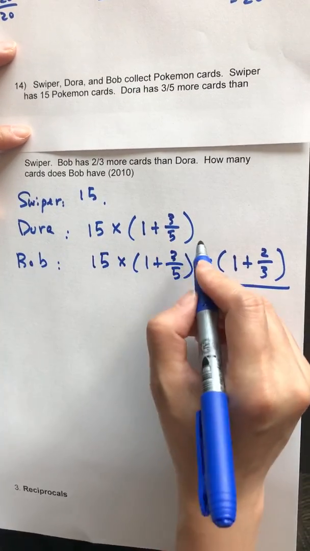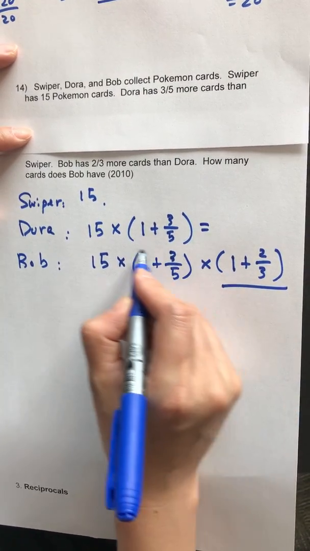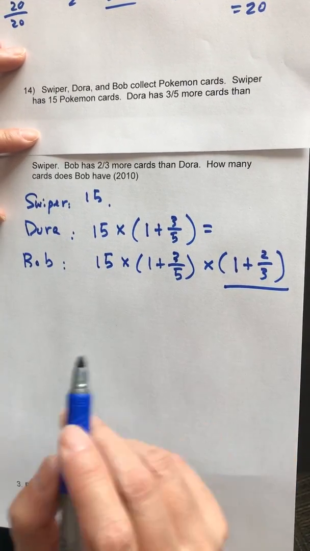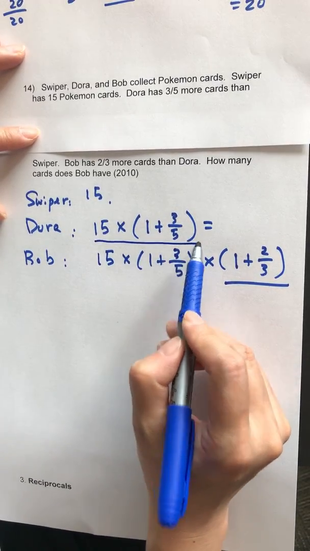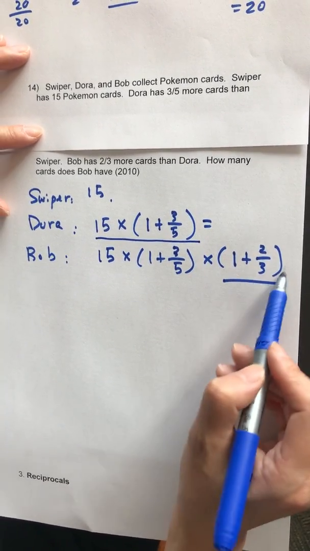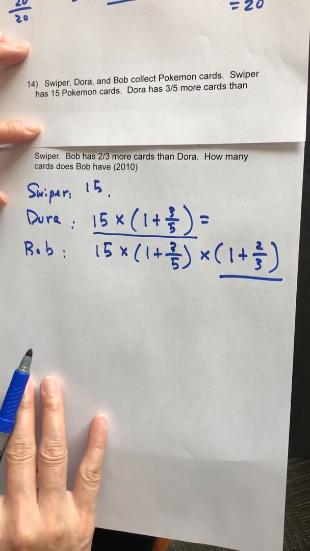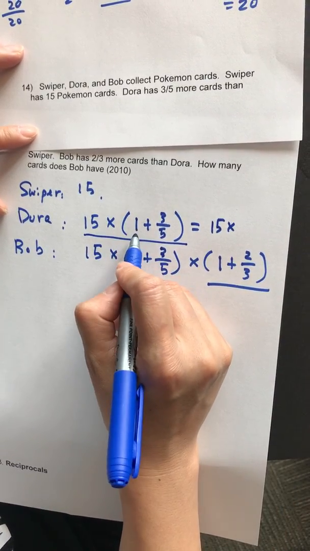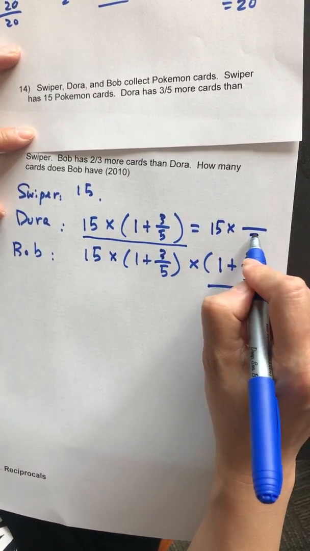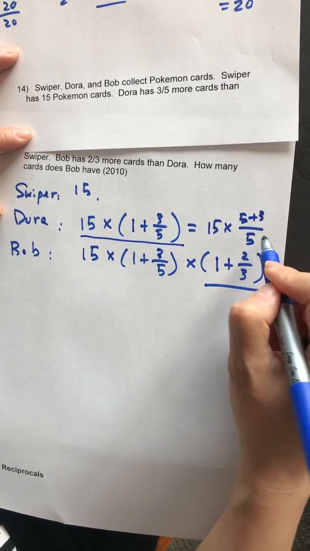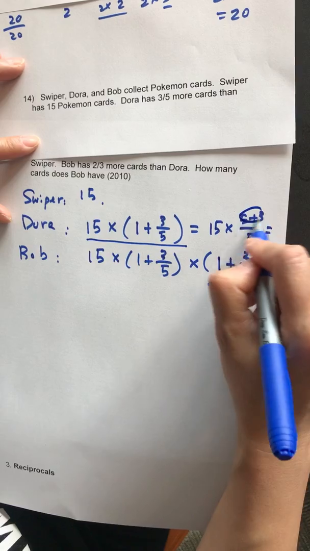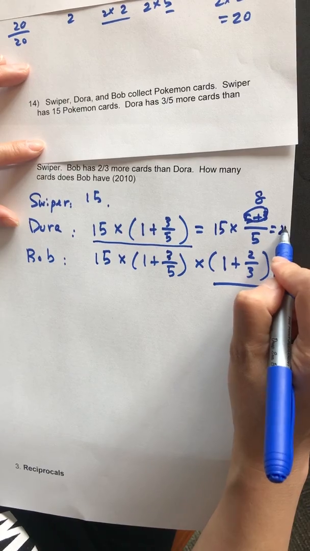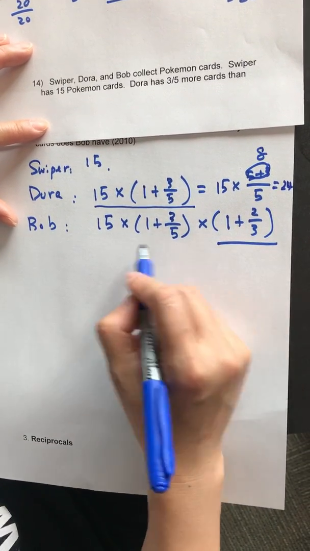Students can choose to carry out this form first, so that they don't have to write the whole thing down to find how much Bob has. But the key thing is Dora has this much, and Bob has this much more. So 15 multiplied by 1 is 5 over 5. So inside the bracket, we have 5 plus 3. This is 8. So 15 divided by 5 is 3. 3 multiplied by 8 is actually 24.